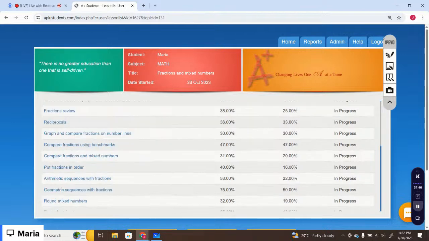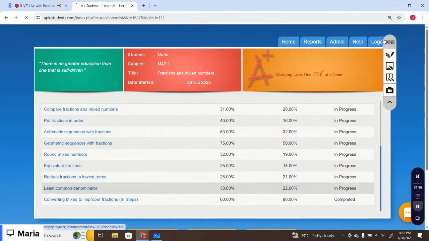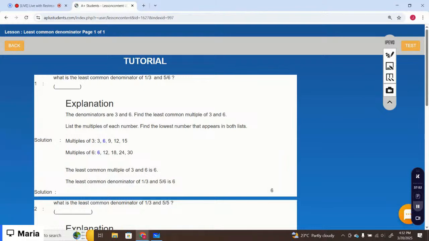The next lesson is least common denominator. What is the least common denominator of 1 by 3 and 5 by 9? The denominators are 3 and 9. You need to write down the multiples of 3 and 9, and then you have to find the smallest common multiple.